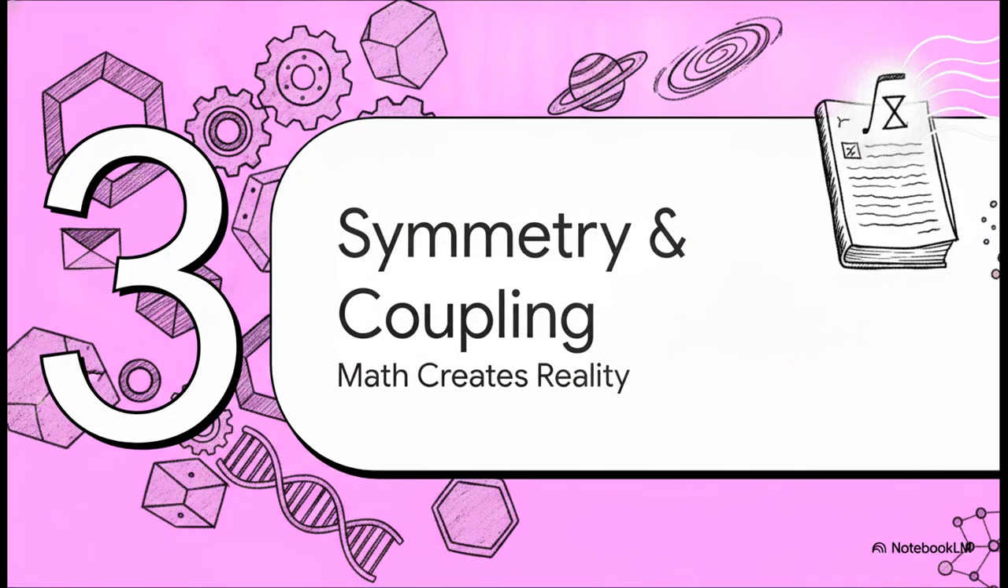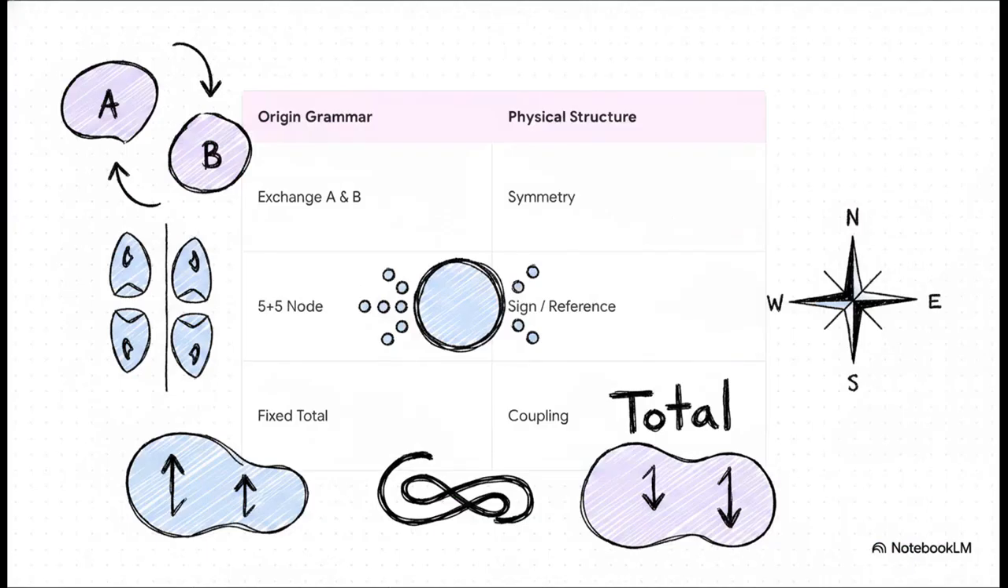Which brings us to section 3, symmetry and coupling, how the math gives birth to physical reality. Notice how this very origin grammar literally maps directly to physical structures. From that simple rule of exchanging A and B, we get the concept of symmetry. But the really interesting part is coupling. Because the total budget is rigidly fixed, if one value goes up, the other must inherently go down. So coupling isn't some extra complex force that got added on top of the universe later. It is a totally natural, unavoidable consequence of having a fixed total in the ledger.